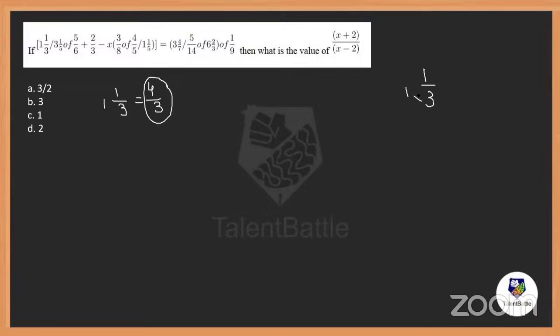1 1 by 3 means this 1 you need to multiply with the denominator and add the numerator. So 3 into 1 is 3, plus 1, 4 by 3. Like this, first convert all of them. Let's take the numerator first.